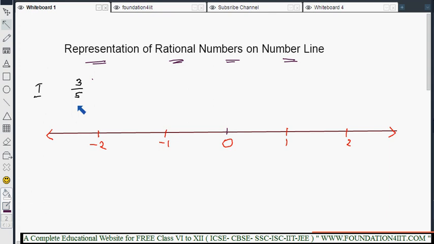Okay, 3 by 5 is a proper fraction and it is positive. So proper fractions are less than 1, and because it is positive it must be greater than 0. So it should be in between these two, between 0 and 1. Now the first step is to check the denominator. The denominator is 5. If the denominator is 5, divide the unit length between 0 and 1 into 5 equal parts. You have to make 5 equal parts between 0 and 1. So I am taking 5 equal parts.